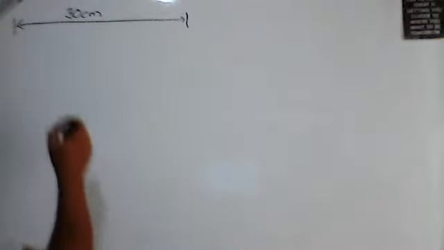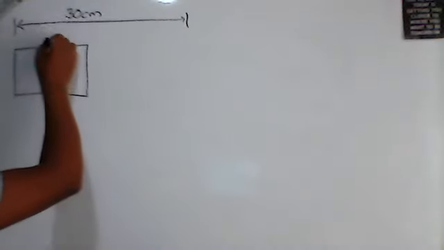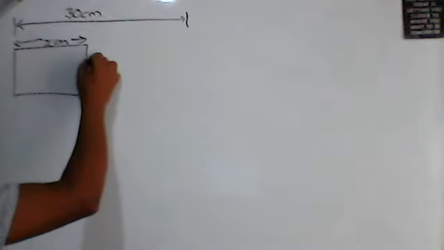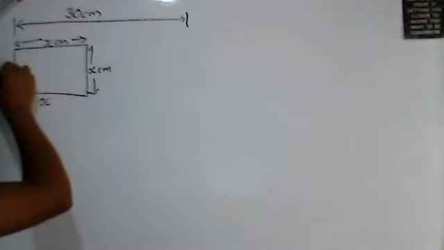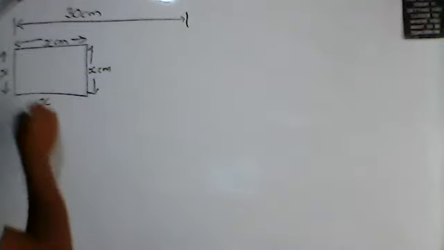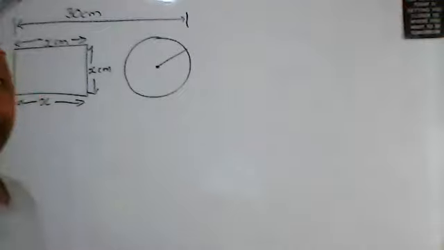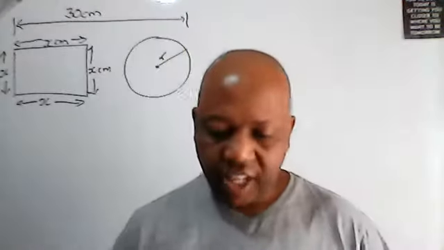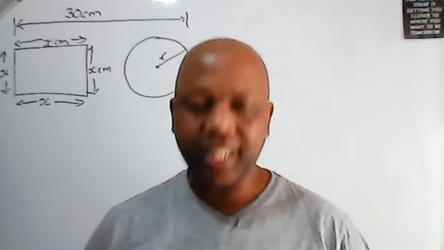The first shape is a square, and we are told that this square is x centimeters in length. Because it's a square, obviously all the lengths are going to be the same. So that's x, and that is x as well. That side is x. And the second shape we are given is a circle of radius r. So the radius is r. First part: write down an expression for the perimeter of the circle in terms of r.